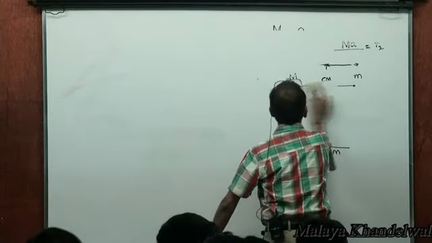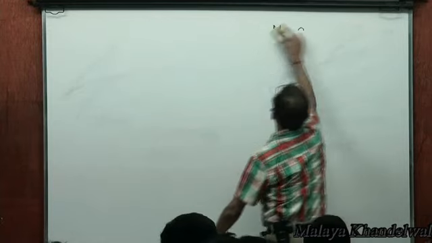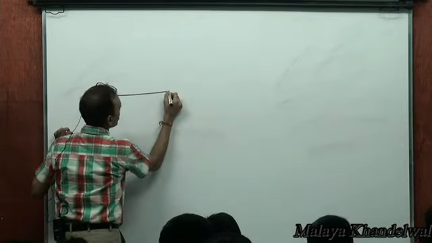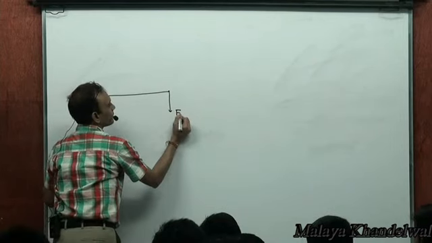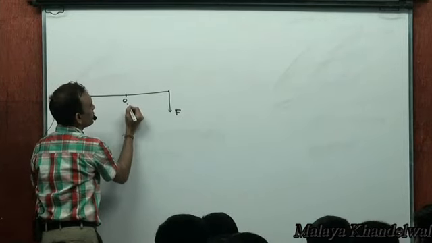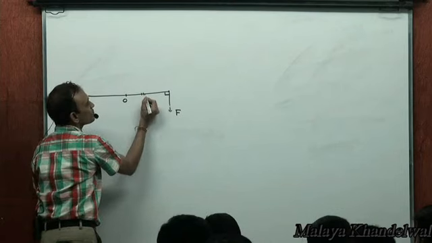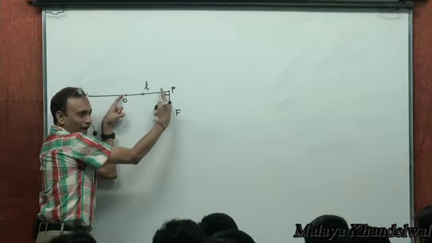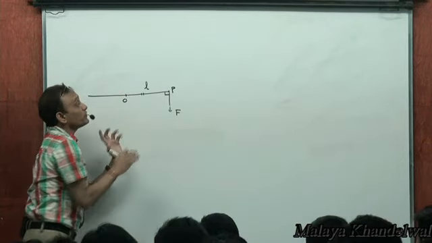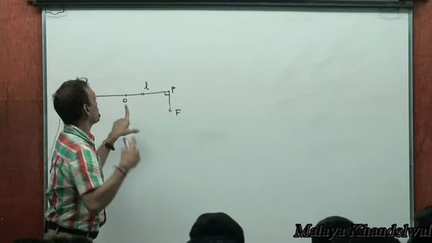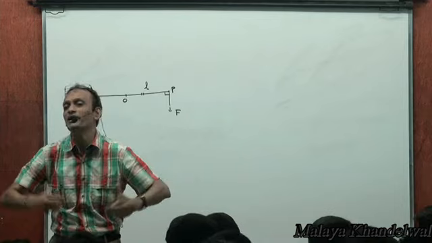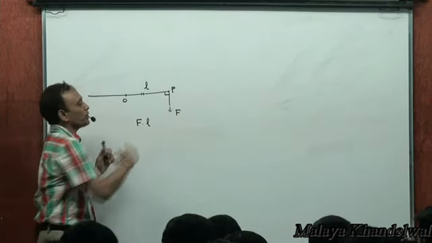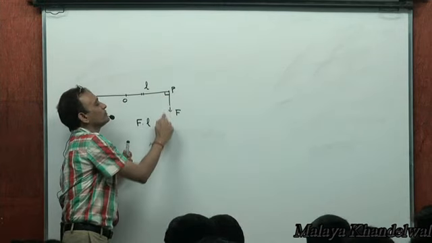Although I will handle it at length later, for the time being, if a force F acts like this at a point P, and the perpendicular distance of the line of action of the force from a certain point O is L, then this force F is known to produce a turning effect about O. The turning effect that it produces about O is called the moment of the force about O. Moment of the force about O is given by F into L, the product of the force and the perpendicular distance of the line of action of the force from the given point O.